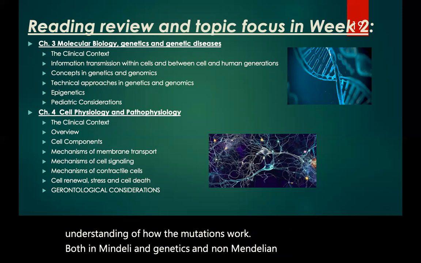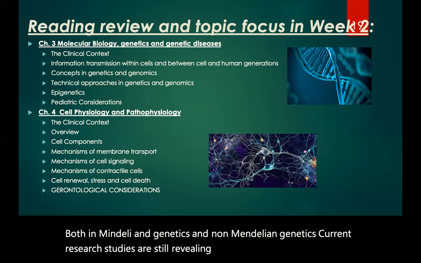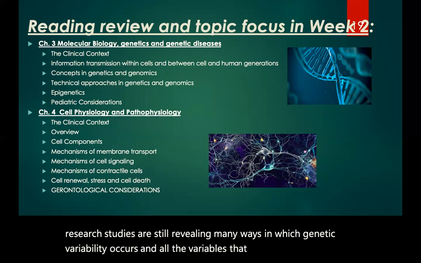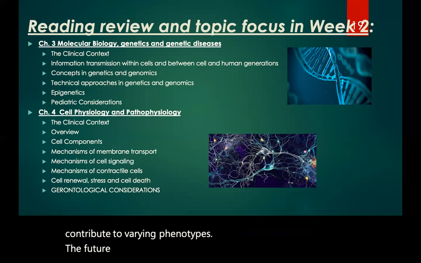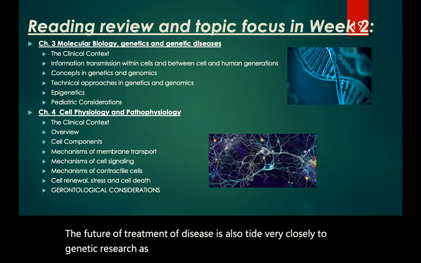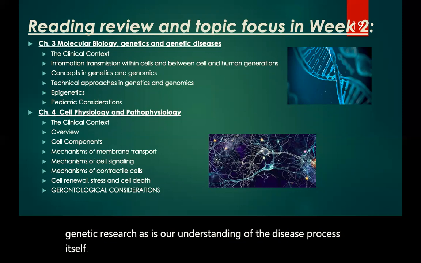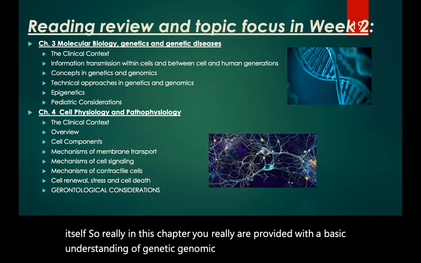Current research studies are still revealing many ways in which genetic variability occurs and all the variables that can contribute to varying phenotypes. The future of treatment of disease is also tied very closely to genetic research, as is our understanding of the disease process itself. So in this chapter, you are provided with a basic understanding of genetic, genomic, and epigenetic concepts.